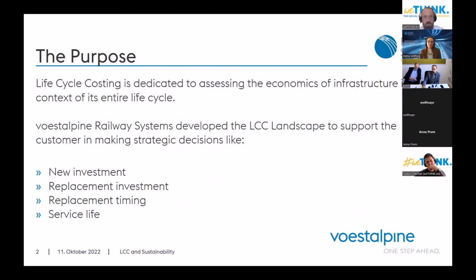So the purpose is, as I told you before, we want to support our customers in making strategic decisions regarding new investments, replacement investments, so only for single assets, for example, also regarding the time for replacement and the service life for assets. Here, together with our customer, we support them to find the optimized configuration, the optimized investment for their boundary conditions and parameters.